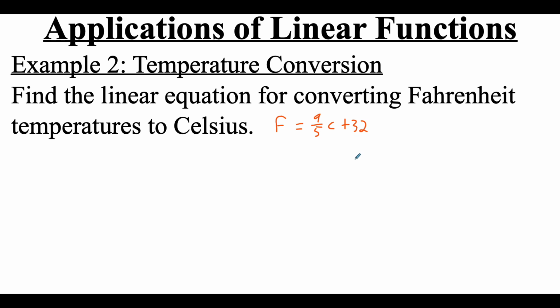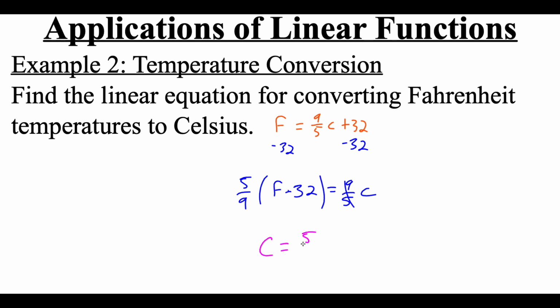So the first thing I want to get rid of is that plus 32. I'm going to subtract 32 from each side. So we get F minus 32 equals 9/5 C. To get rid of that 9/5, I'm going to multiply by the reciprocal. So I'm going to multiply by 5/9 on the opposite side. And then I'm going to flip this equation around because I want to have that C variable coming first. So C equals 5/9 times (F minus 32).